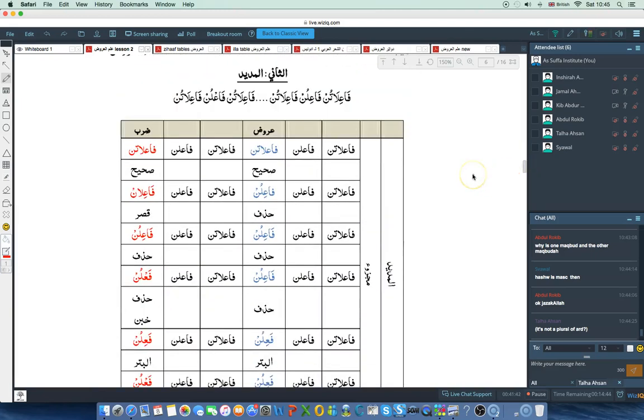Okay, the next is called Madid. So Madid follows this pattern: fa'ilatun, fa'ilun, fa'ilatun, fa'ilatun, fa'ilun, fa'ilat. So it has 6 blocks to it. It's got 6 taf'ilas, or blocks.